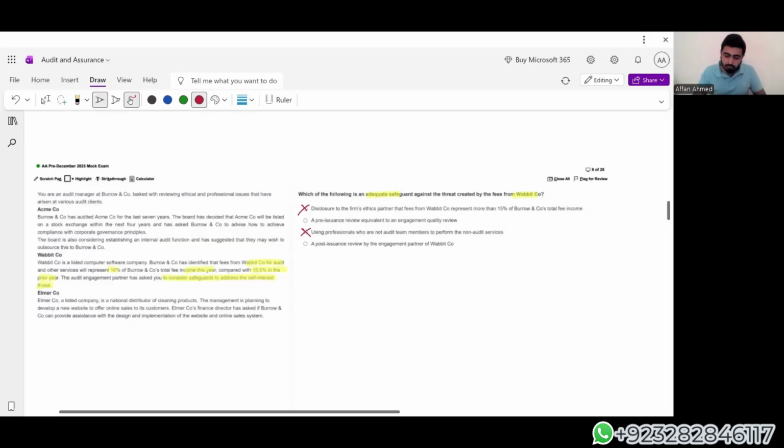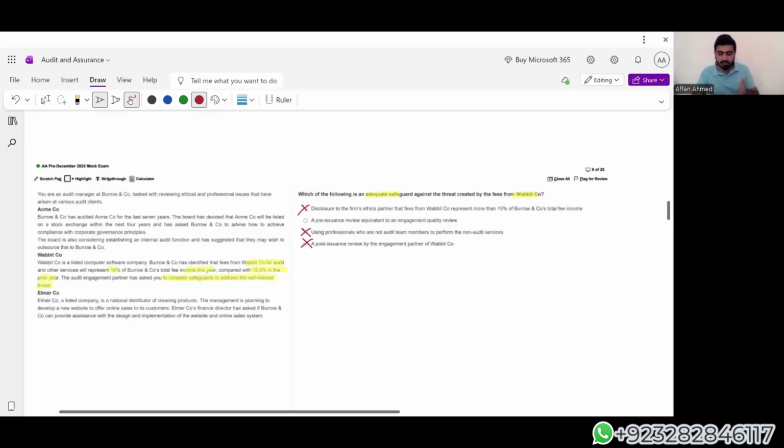Next, post-issuance review by the engagement partner of Audit company. So once we have issued a report, what is the need for review? What good would it do? It would not deter or hinder people from having a self-interest threat. So post-issuance review is a useless thing for us at this stage.